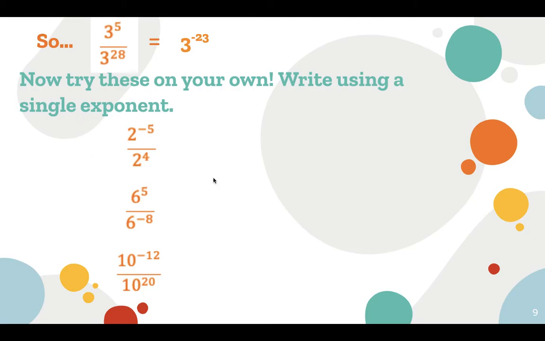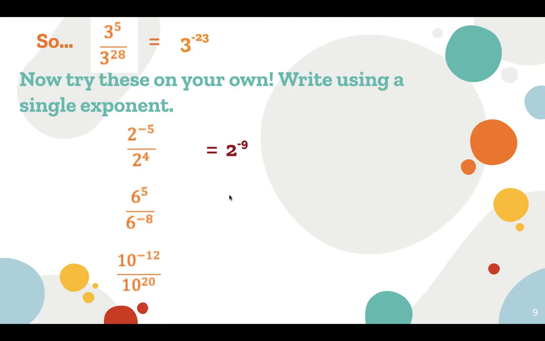All right, let's go over these. So we look to make sure our bases are the same, and we're going to subtract our exponents. So in this case, it's negative 5 minus 4. So we keep, we change the sign to plus, make this negative. Negative 5 plus negative 4 would be negative 9.